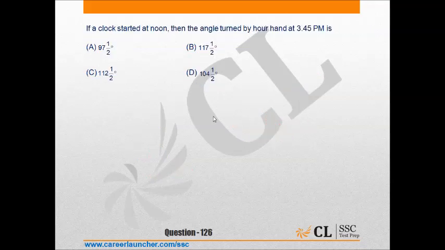If a clock is started at noon, then the angle turned by the hour hand each hour is 30 degrees. So in 3 hours, it must have turned 90 degrees. In 3 by 4 hour, that is 45 minutes, it must have turned 22.5 degrees. So that total of 90 plus 22.5 becomes 112.5.